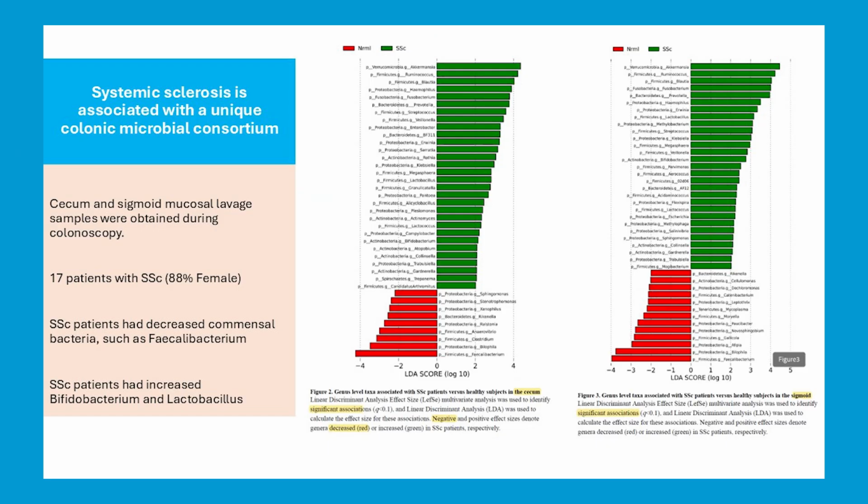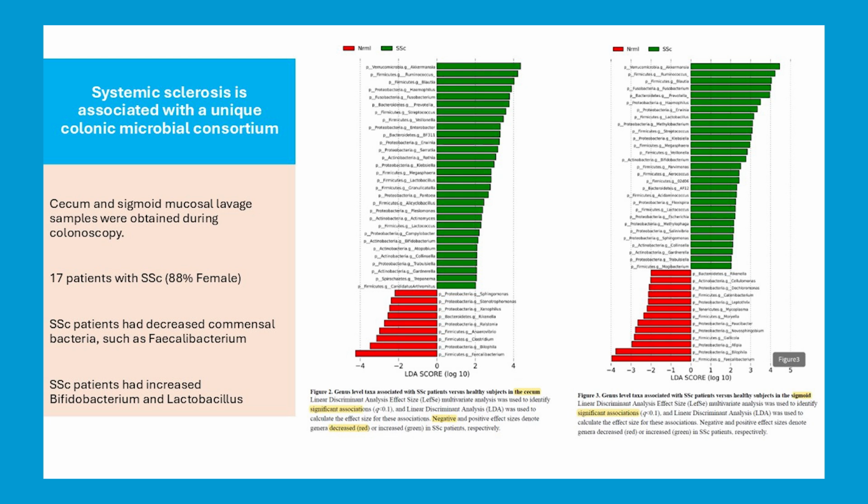In this paper, we highlight systemic sclerosis. This data was not included in my meta-analysis as it's mucosal data done during a colonoscopy from 2 sites, the cecum and the sigmoid colon. Interestingly, although they are opposite ends of the colon, the results are very similar.